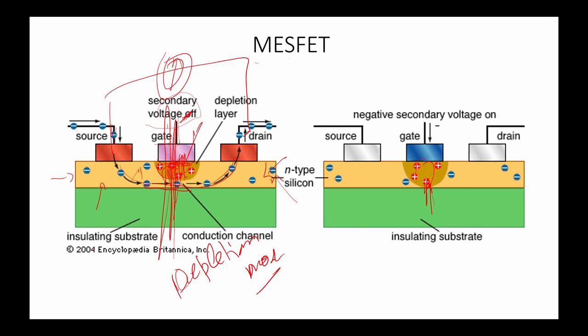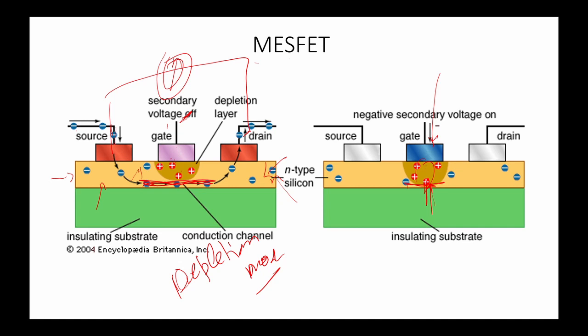This was the channel. Now after applying the negative voltage at this junction, there is pinch off of the channel. There is no current flow between the source and drain.